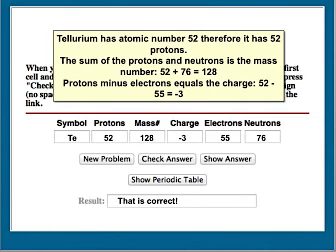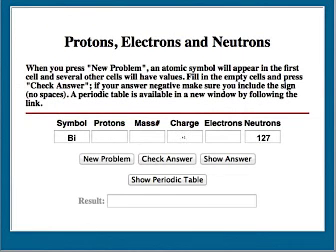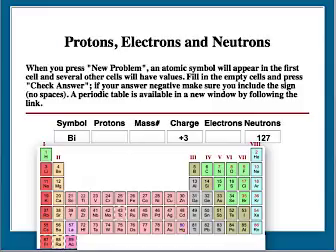Let's do another one. Bismuth, +3, 127 neutrons. Step 1, find bismuth. It's down here with an atomic number of 83. Take that, fill in your table.